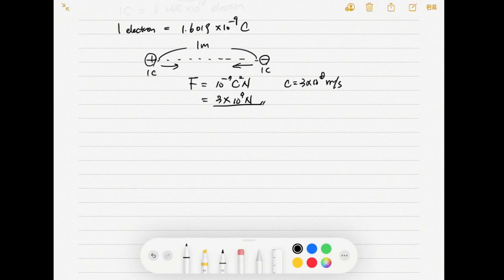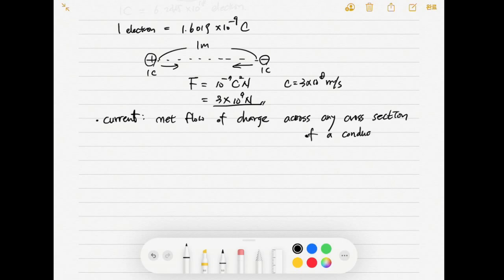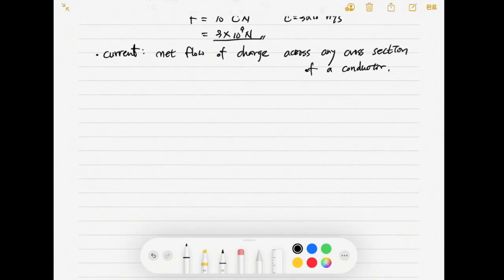So anyway, there is a charge. The reason I explained the charge is to explain the current. The current is important. So what is the current? Current is a kind of net flow of charge across any cross section of contact. What's the meaning of that? We define 1 ampere, the unit of current, as 1 coulomb per second.